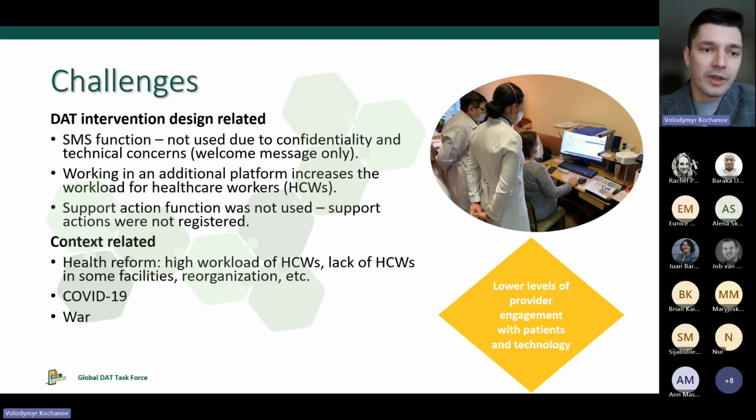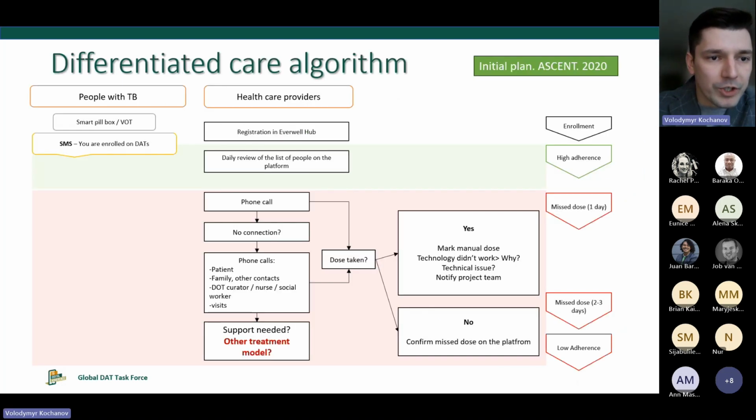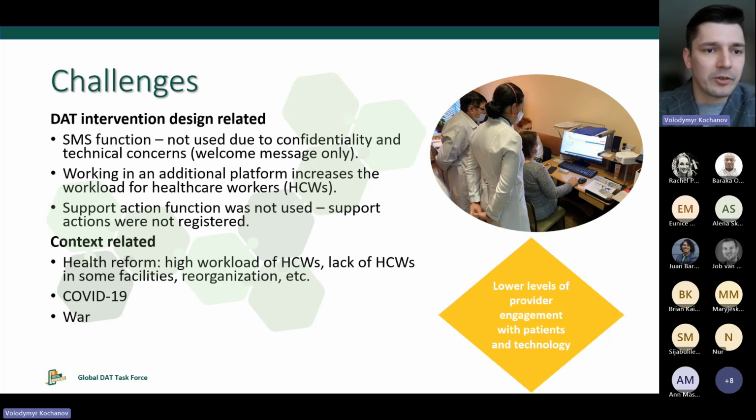As I already mentioned, SMS functions were not used due to confidentiality. We only implemented a welcome message, which each patient received if the patient's phone was entered in the digital adherence platform. This SMS notification only said: welcome, you are enrolled on a smart pill box or video supported treatment. Please adhere to the treatment, and good luck.